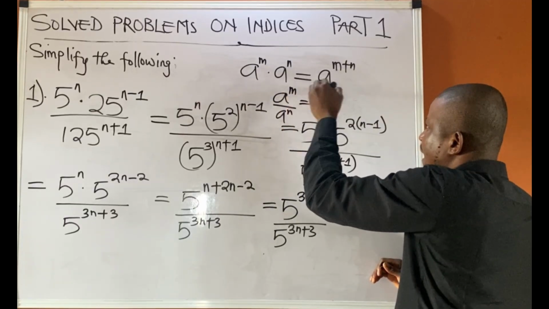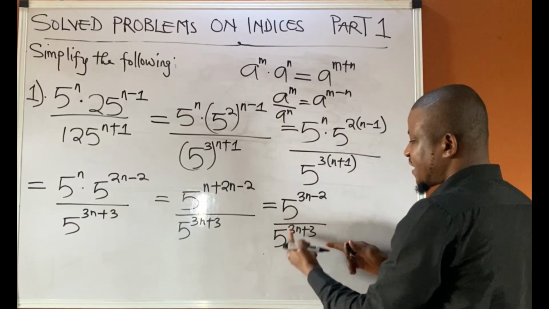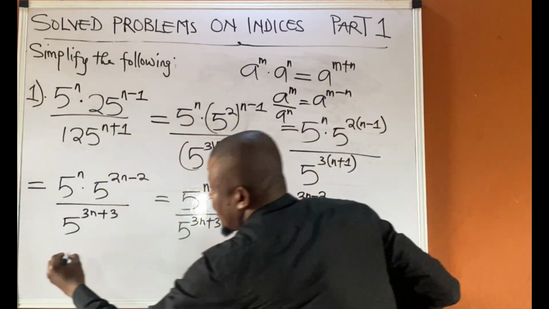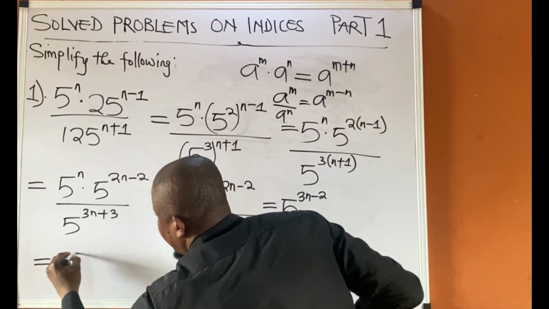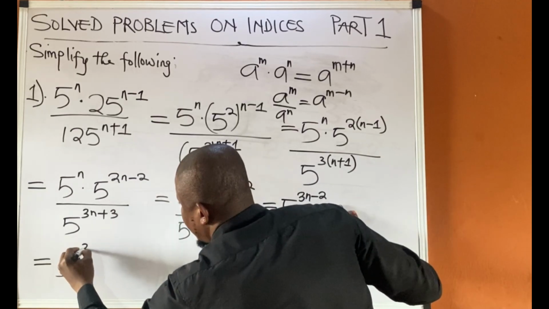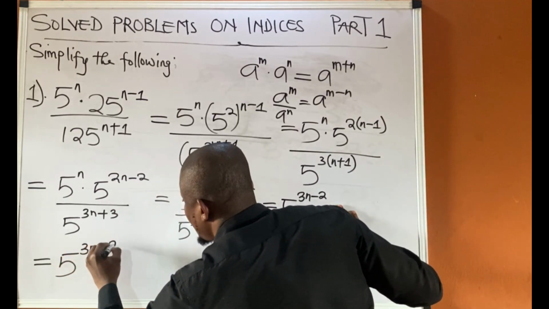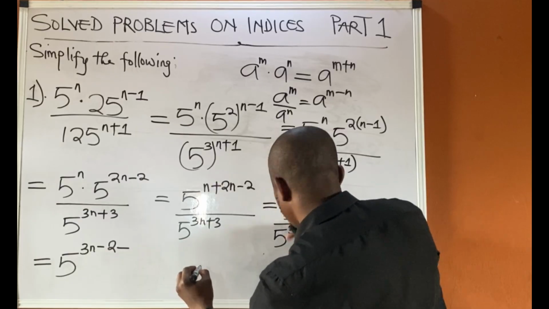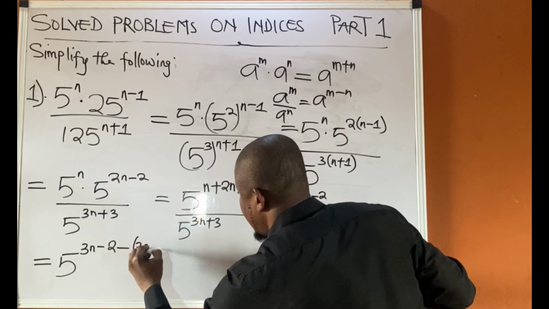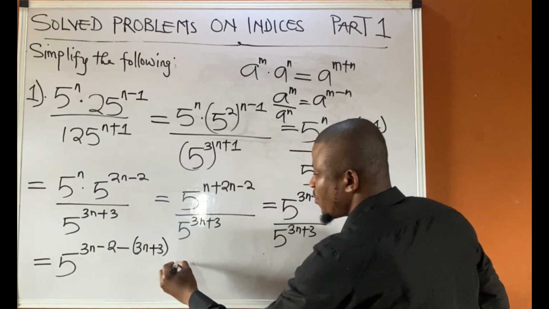This will be m minus n. So they have the same base here. We need to subtract the powers. And so this will give us 5 to the power 3n minus 2. Then subtract this whole power here, 3n plus 3. And then from here we can simplify.